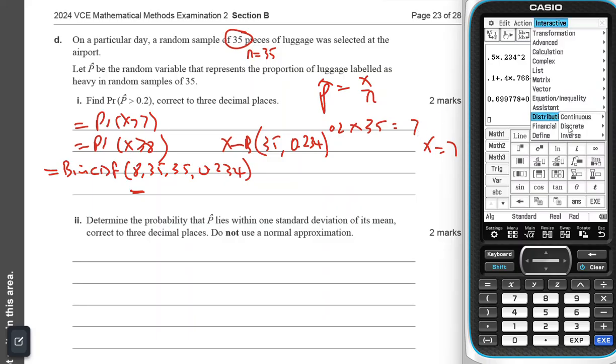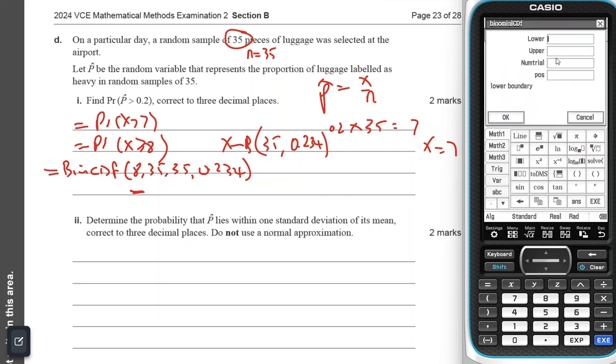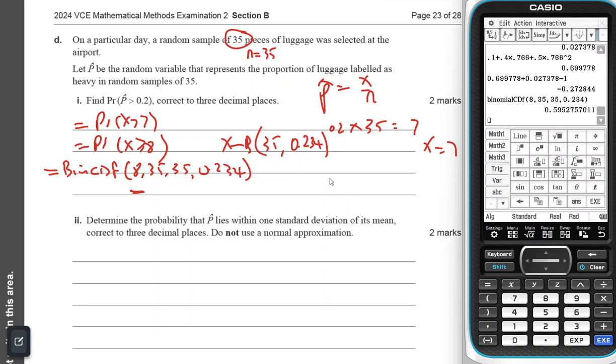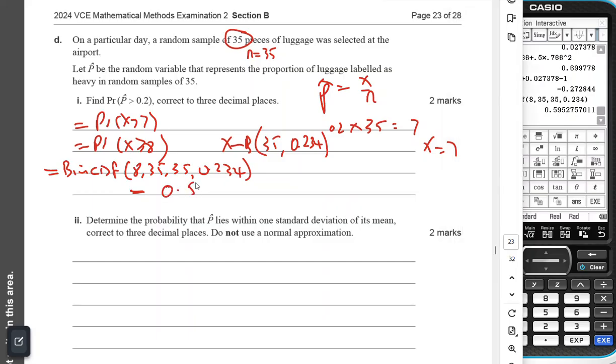That's going to equal, interactive distribution, discrete, CDF, lower is 8, upper is 35, N is 35, and that's 0.234. And that gives me 0.595275, which to 3 decimal places is 0.595.